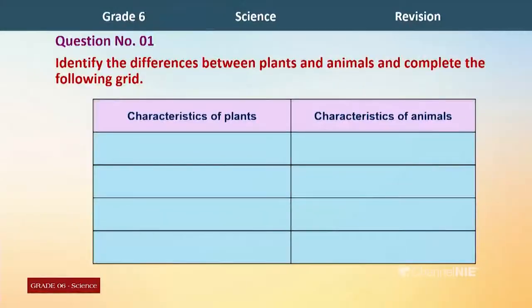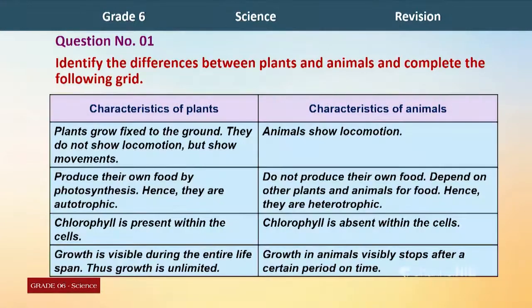Characteristics of plants. On your left side, you have to list out the characteristics of plants, and on the other side, you can list out the characteristics of animals. Then you can check whether your answers are similar to my answers. Here are the answers given by me. You can see that the plants and animals are compared in the table in this way. Let us take one by one.